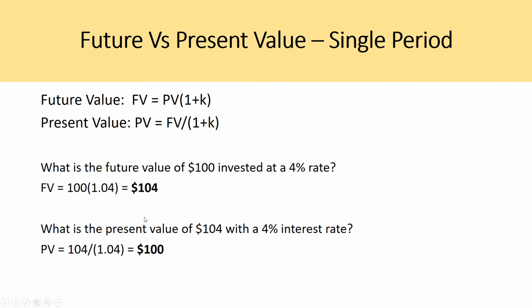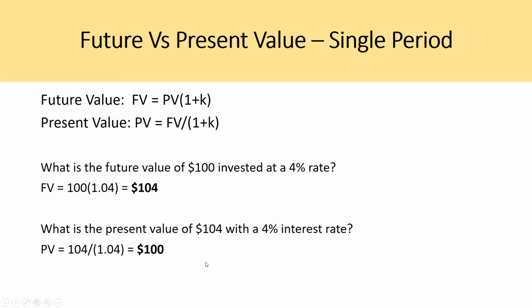And the present value, on the other hand, you discount it, so you divide by 1 plus k to bring it back to the present. So what is the present value of $104 with a 4% interest rate? Well, now we take that 104 and we divide it by 1 plus k, 1.04, to get $100.